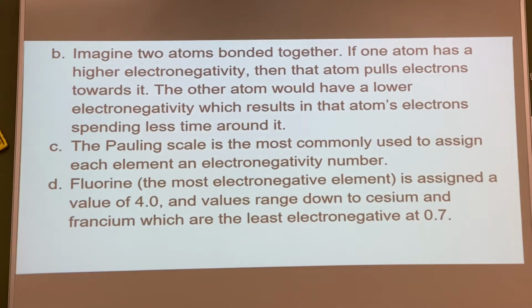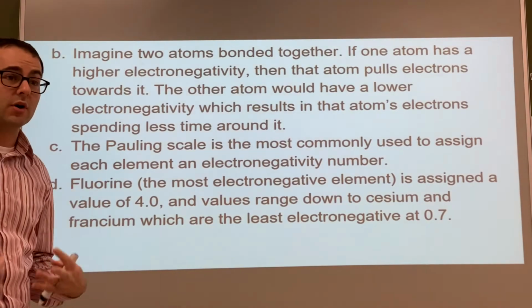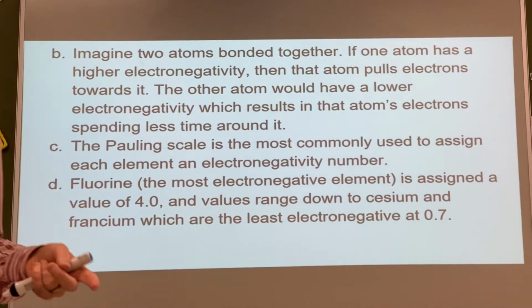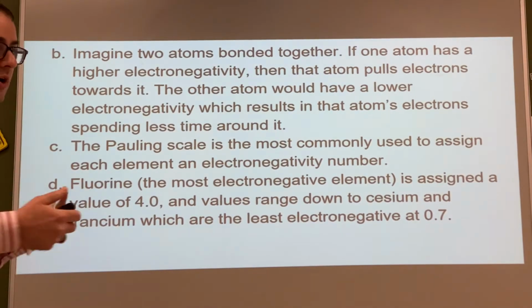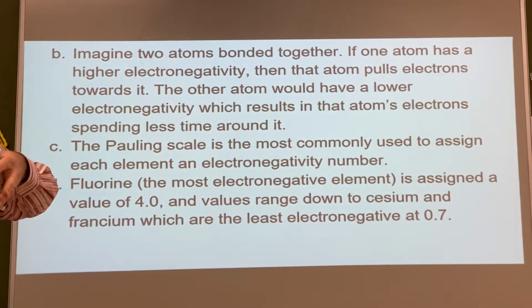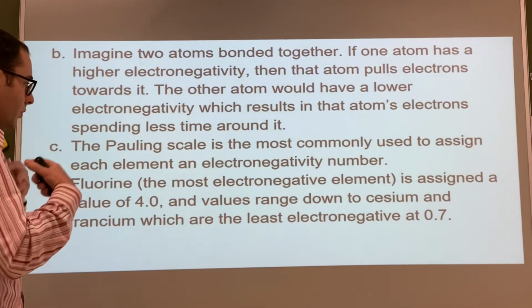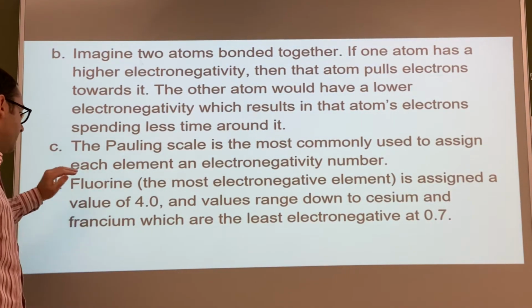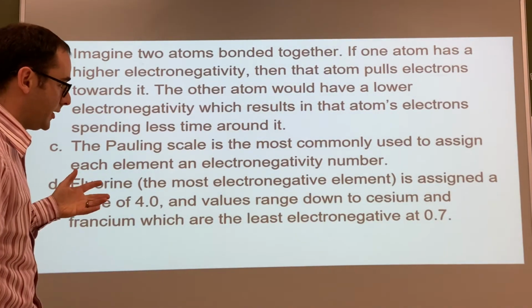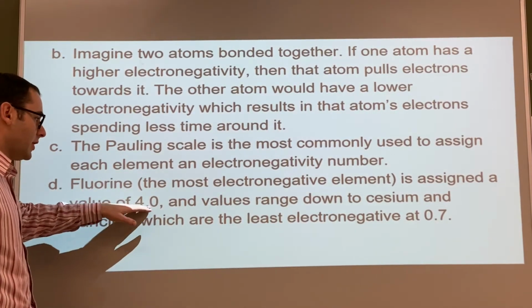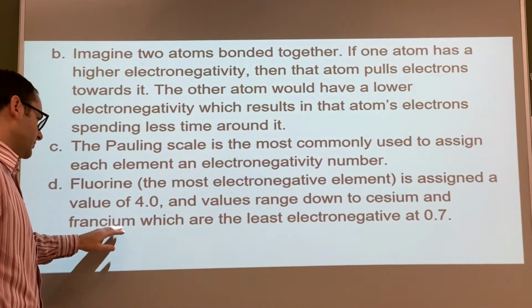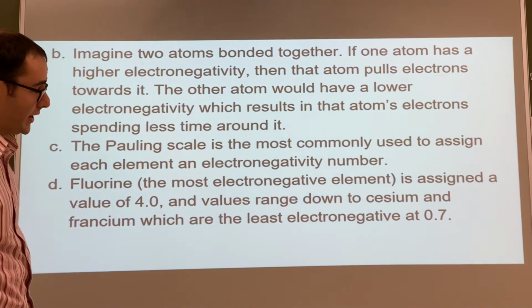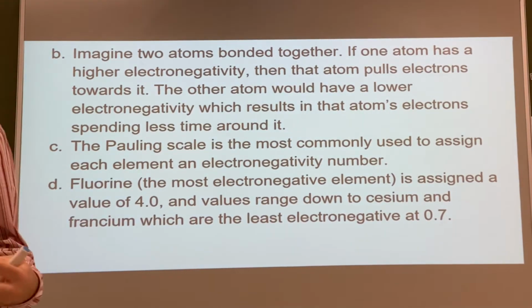We use the Pauling scale to measure this, and it basically gives every element a number. You'll always be given this chart, so you can always figure it out. But if you look at this and we talk about the trend, you'll know where the higher numbers are and where the lower numbers are once you memorize the trend. So first off, fluorine is the most electronegative element. It's assigned a value of 4, and the values go down until you get down to cesium and francium, which are the least electronegative at 0.7. So it goes from 4 down to 0.7.